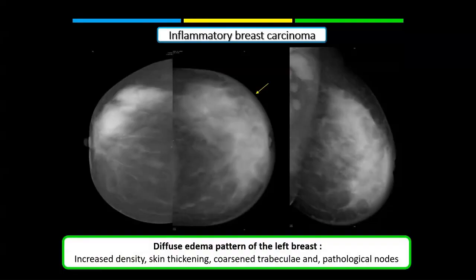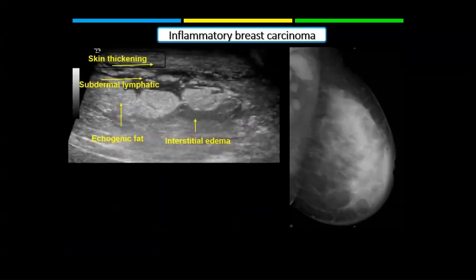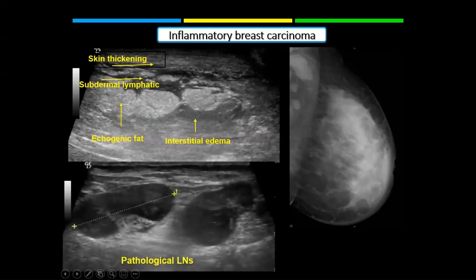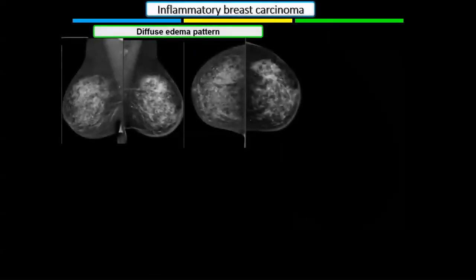This is a case of a diffuse edema pattern of the left breast. There is increased density, skin thickening, and coarse trabeculae, associated with pathological axillary nodes. This is how her breast appeared on ultrasound, with skin thickening, interstitial edema, dilated subdermal lymphatics, and echogenic fat lobules. And this was how the lymph nodes appeared. They were enlarged, typically pathological lymph nodes. And this was a case of an inflammatory breast carcinoma.